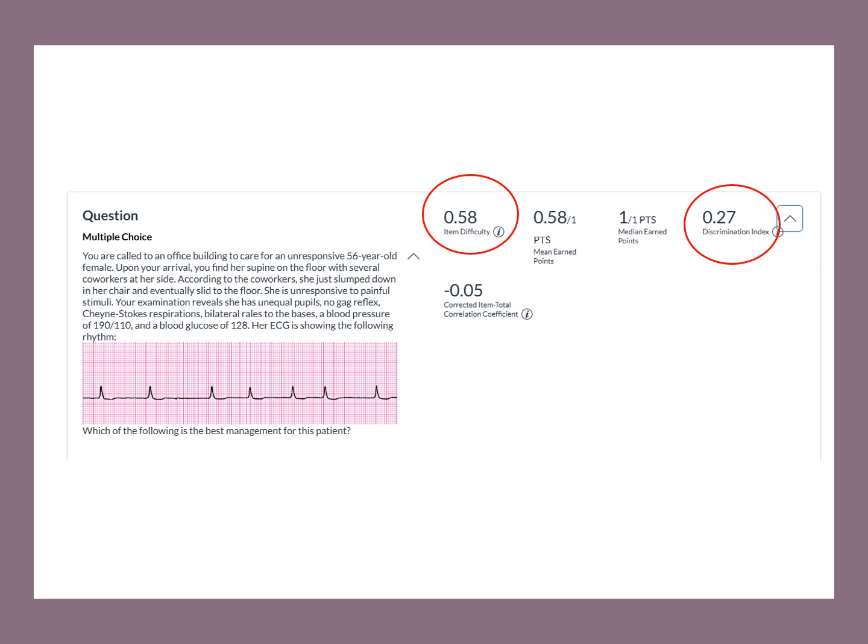It means that higher performing students were more likely to get this question right than lower performing ones. However, it's just below the commonly accepted threshold of 0.30 for a strong discriminator. So what does this tell us? It tells us that the question is functionally acceptable, but there may be room for improvement.